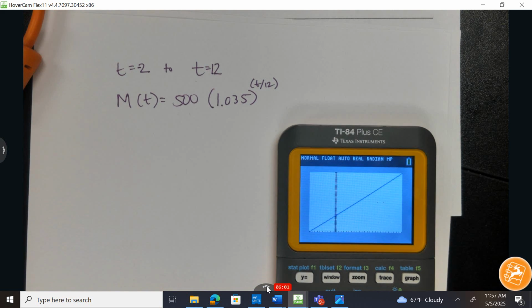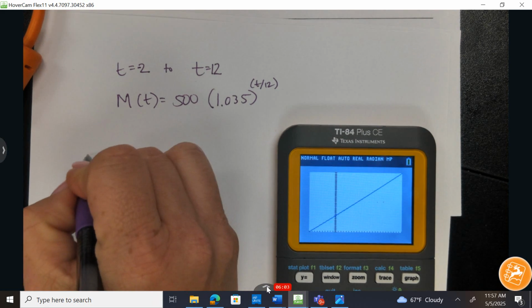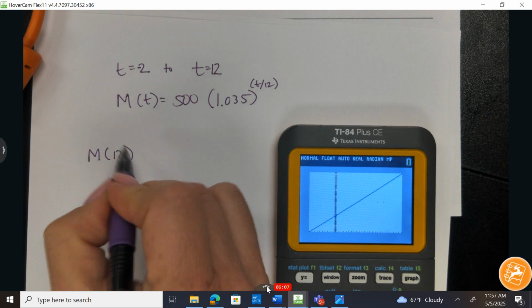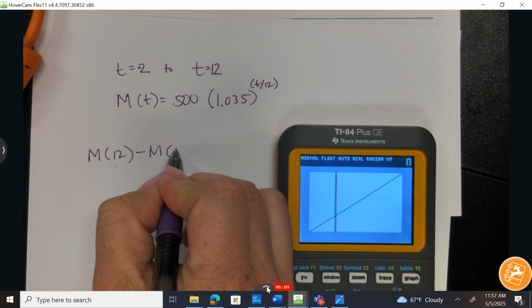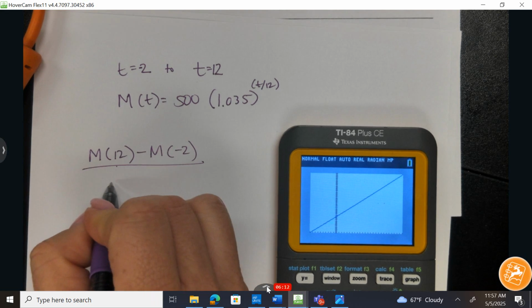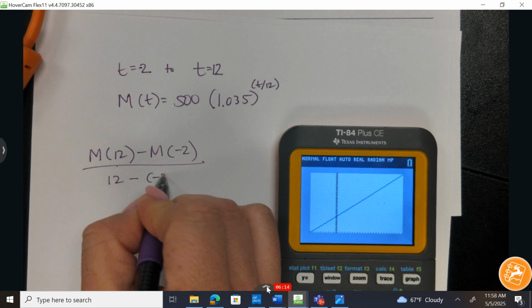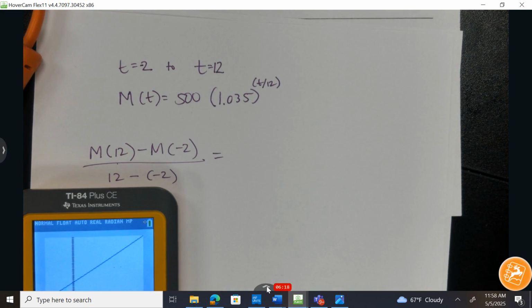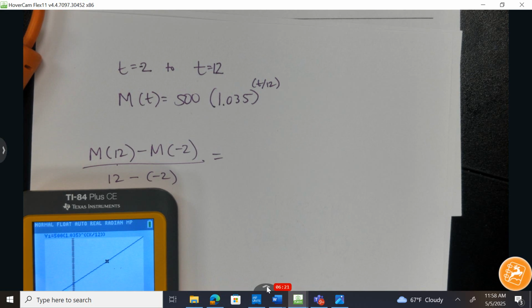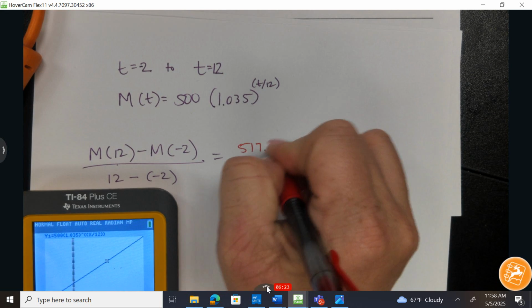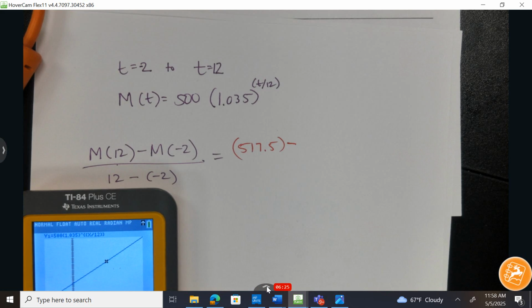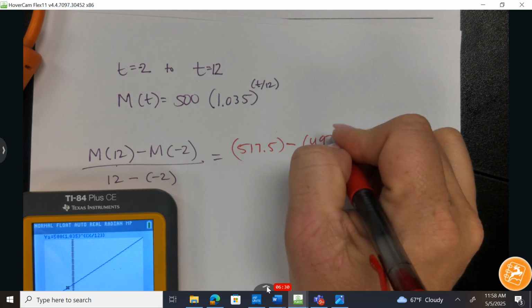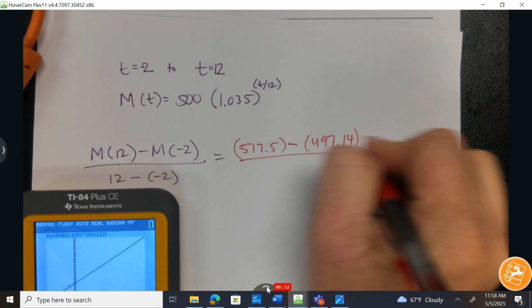Okay, so we want to find the average rate of change. So we're asked to show our work. So we're going to take the output value when t is 12 minus the output value when t is -2, over 12 subtract -2. At 12 we have 517.5. At -2 we have 497.14.